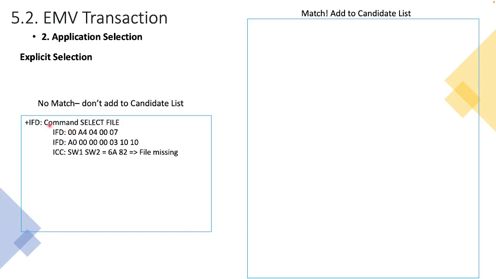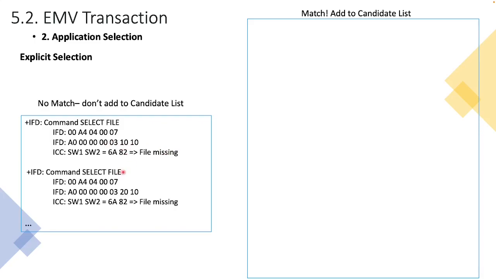So what you'll see is that IFD refers to the terminal, right? So the terminal is issuing a select file command, right? It's saying I want to select this particular record, A8031010. ICC refers to the card, so the card responds back with the value 6A82, saying, hey man, file missing. Okay, so you're checking to see if I've got this AID and I don't. So file missing. It responds, and so the terminal knows when it gets 6A82, okay, hang on, this AID is not present on the card.